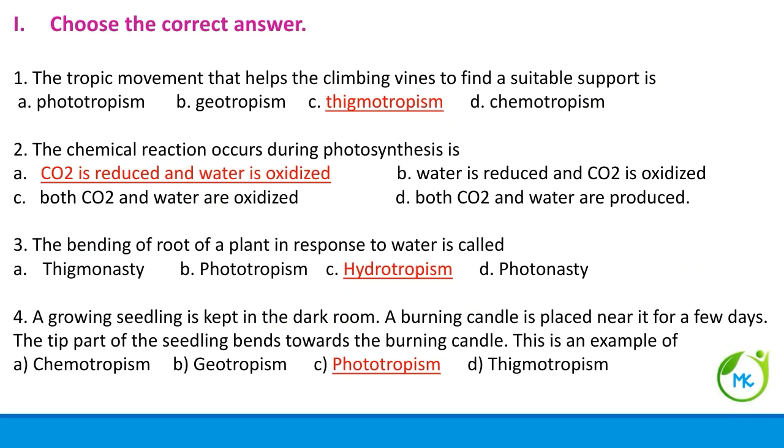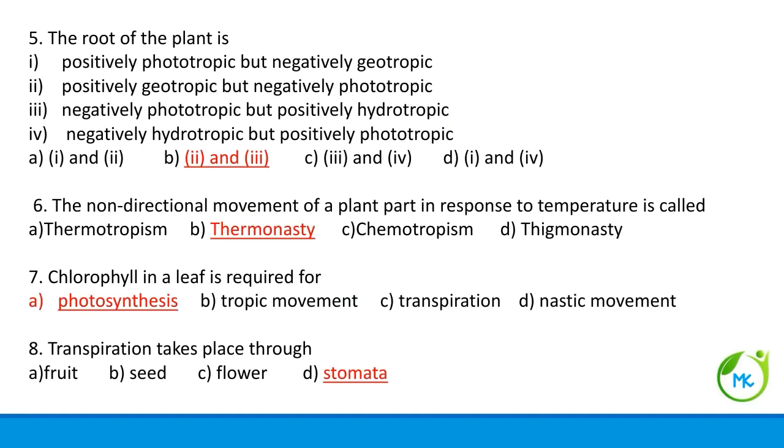A growing seedling is kept in dark room. A burning candle is placed near it for few days. The tip part of the seedling bends towards the burning candle. So this is an example of. So here the candle is a source of light. So the movement of the plant part in response to light is referred to as phototropism. So the correct answer is phototropism.